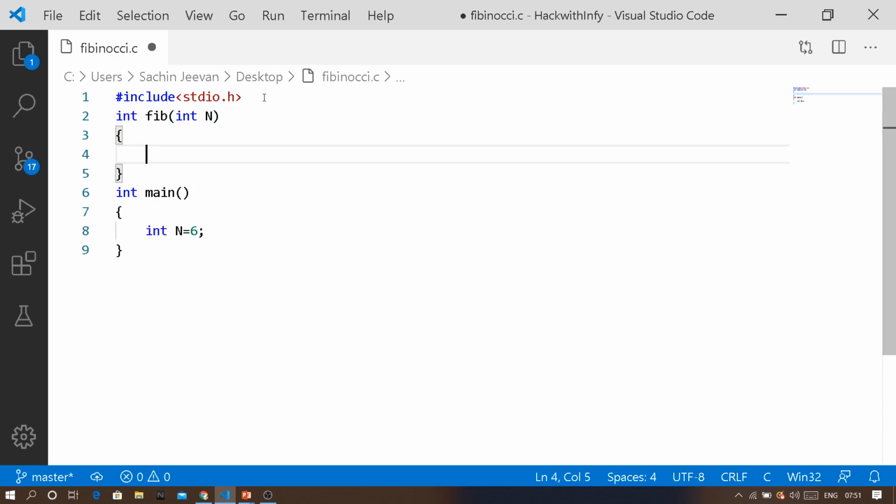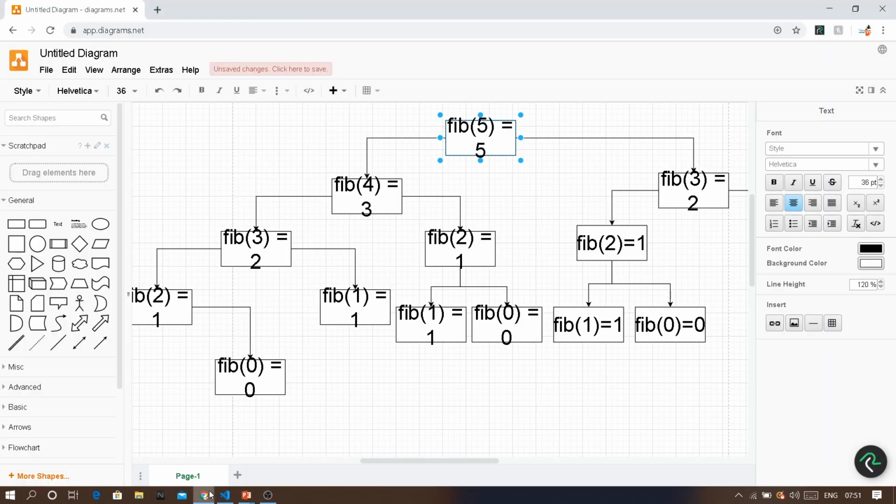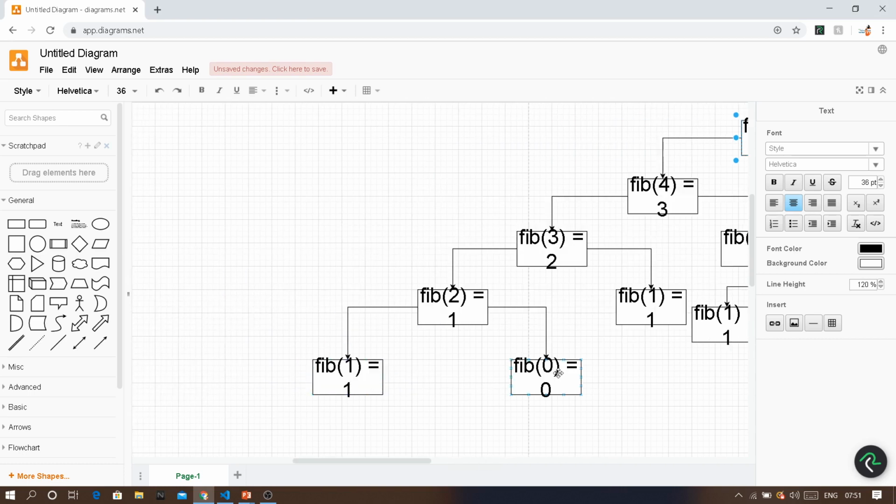Now tell me the ending point. First of all, we have to specify the base condition for any recursive code, right? So what is the ending condition? The ending condition is automatically Fibonacci of 1 and Fibonacci of 0. If n is equal to 1 also, base condition, n is equal to 0 also, we have to stop. So if n value is 1, answer is 1. If n value is 0, answer is 0.